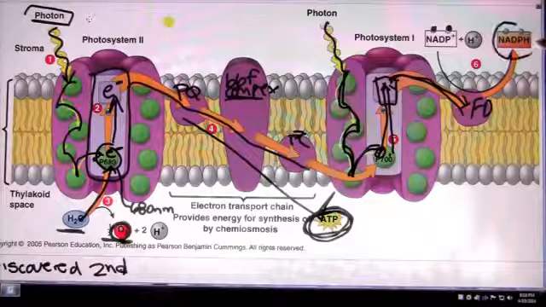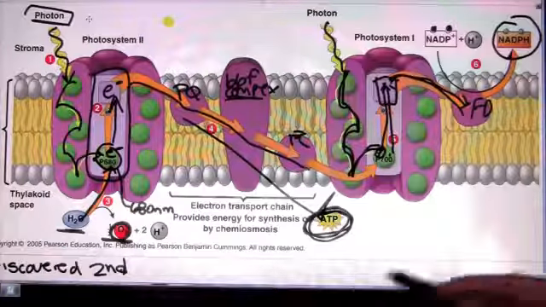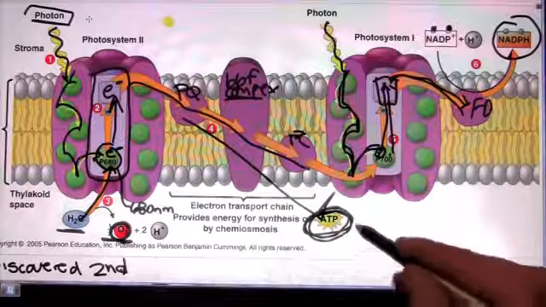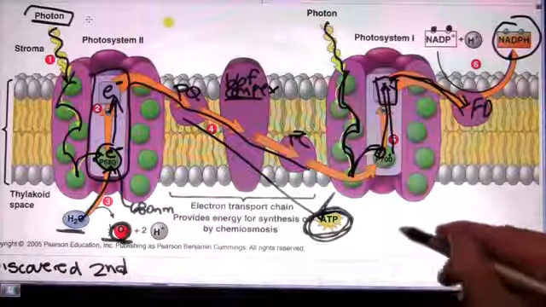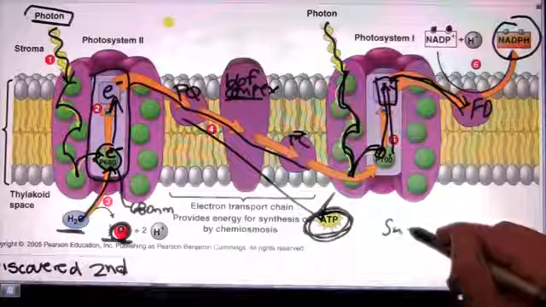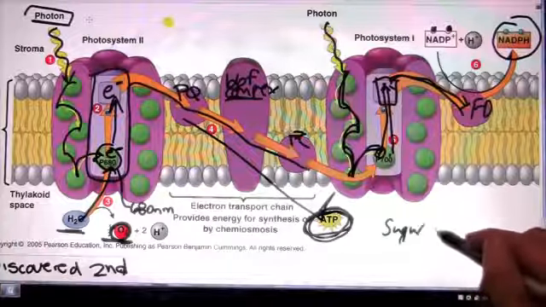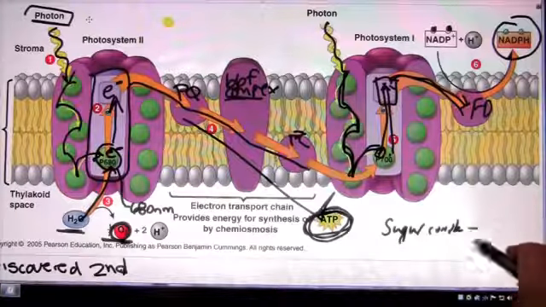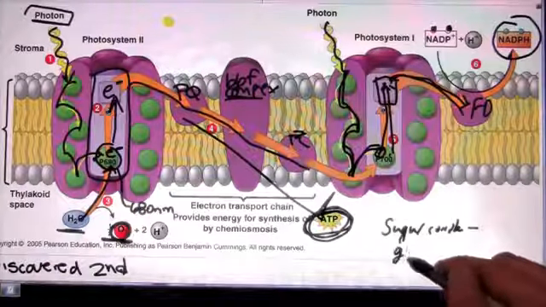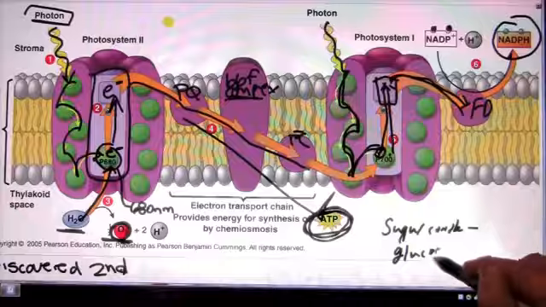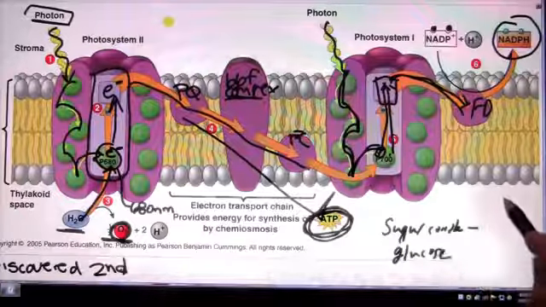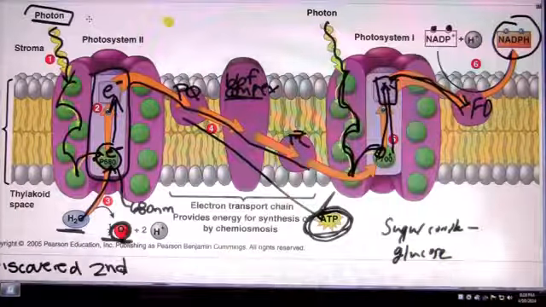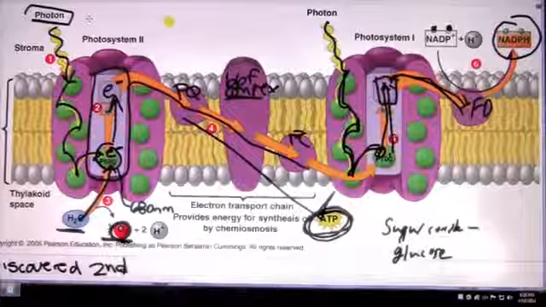NADPH and ATP then produce a sugar complex, which then produces a glucose molecule. And that is the purpose of photosystem 1 and photosystem 2. Thank you for joining us in the discussion of photosystem 1 and photosystem 2. The end.